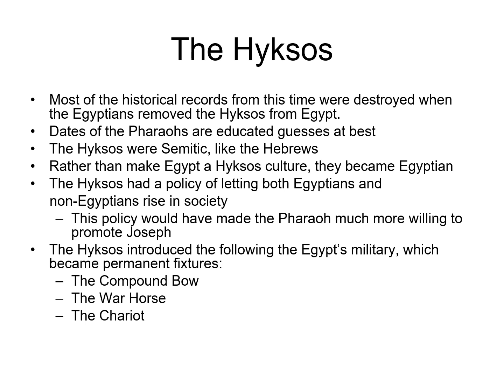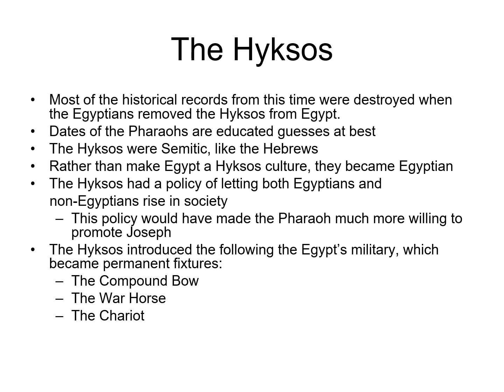So we know that the Hyksos were Semitic, like the Hebrews, and rather than make Egypt a Hyksos culture, they decided just to become Egyptian. And the Hyksos did put a policy in place where they let both Egyptians and non-Egyptians rise in society. So this policy would have made the pharaoh much more willing to promote Joseph, even though he was a foreigner.